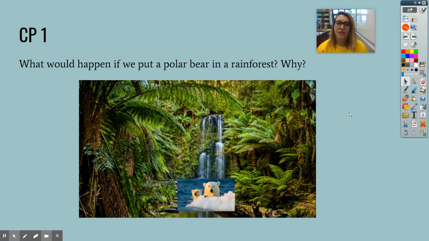Welcome back. If we were to put a polar bear in a rainforest, they would die. This was a scene in the TV show Lost, which probably none of you have ever seen because I'm old. There was a polar bear in a rainforest. It would die of heat stroke very quickly. Polar bears are used to very, very cold temperatures. It would be way too hot in a rainforest for a polar bear to survive. It might live a while, but it would eventually overheat and die of heat stroke.